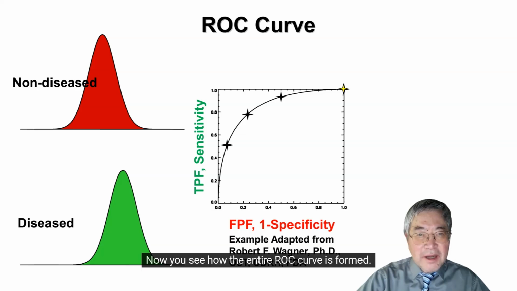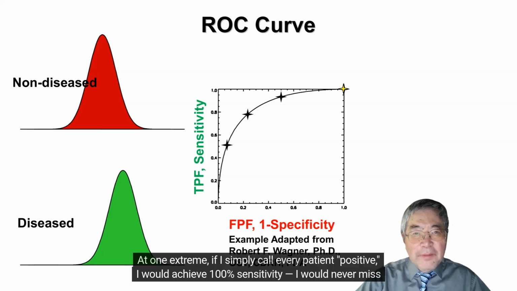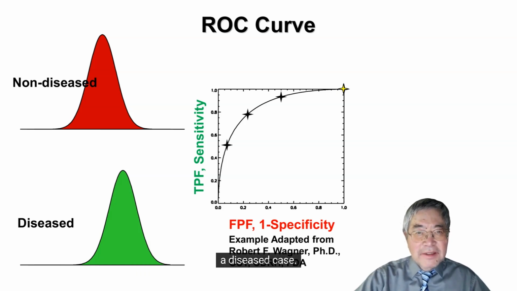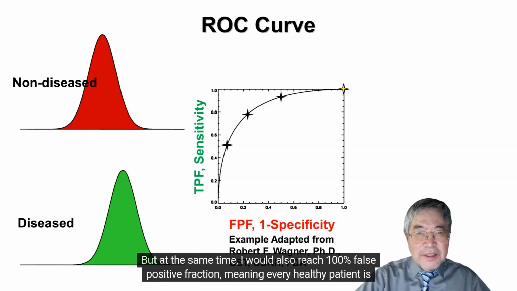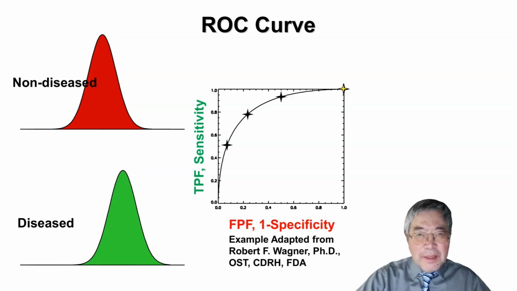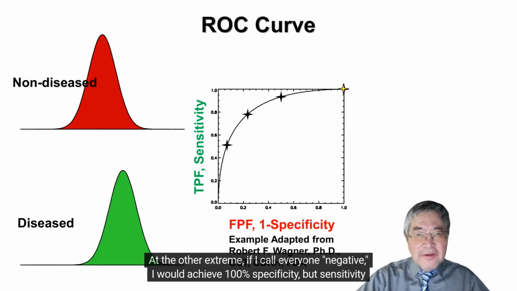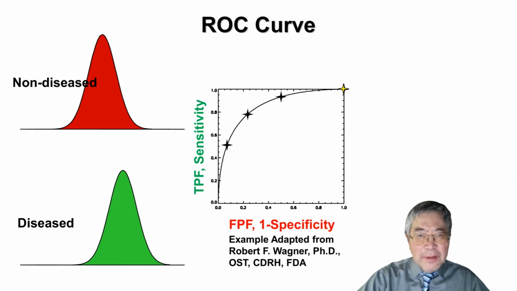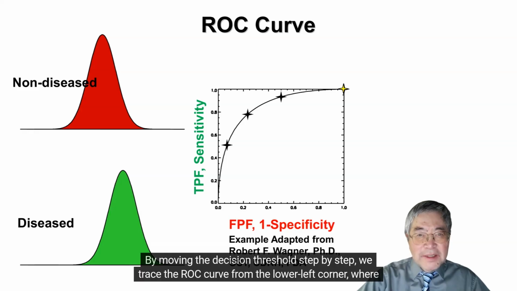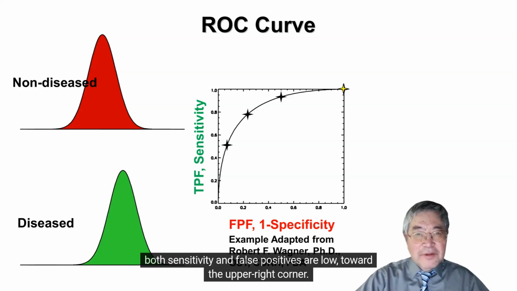Now you see how the entire ROC curve is formed? At one extreme, if I simply call every patient positive, I would achieve 100% sensitivity. I would never miss a disease case. But at the same time, I would also reach 100% false positive fraction, meaning every healthy patient is incorrectly flagged. At the other extreme, if I call everyone negative, I would achieve 100% specificity, but sensitivity would drop to 0. By moving the decision threshold step by step, we trace the ROC curve from the lower left corner, where both sensitivity and false positives are low, toward the upper right corner.